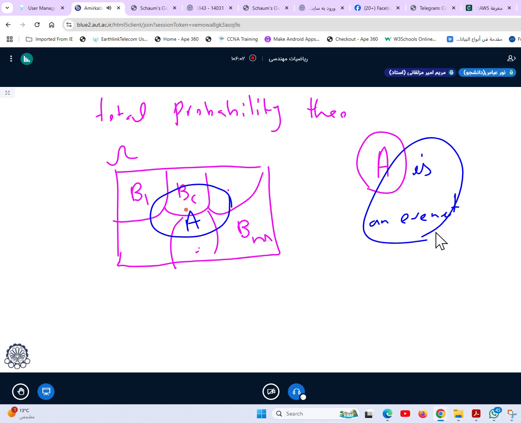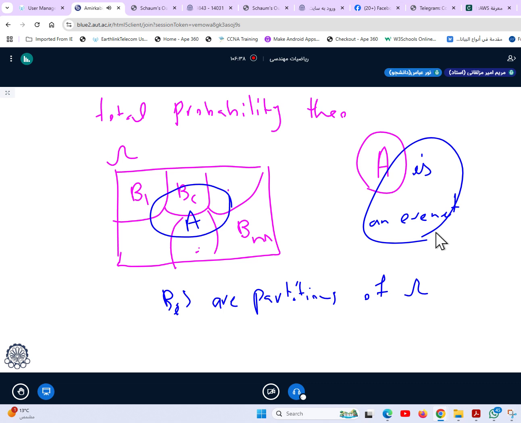Bi are the partitions of omega. Bi's are partitions of the sample space omega, and A is an event. As you can see in this picture, A may have intersection with some Bi's and it may have no intersection with other Bi's. A is an event.